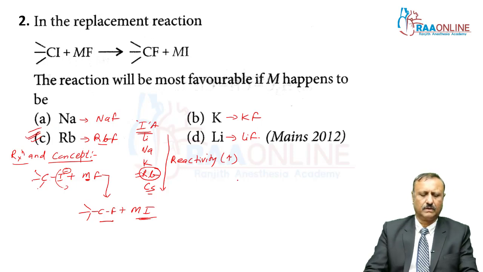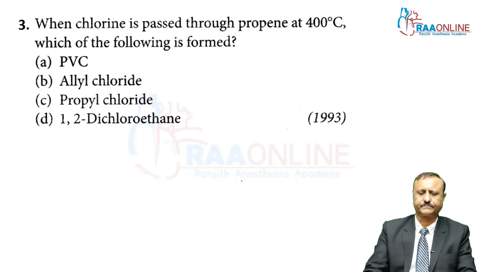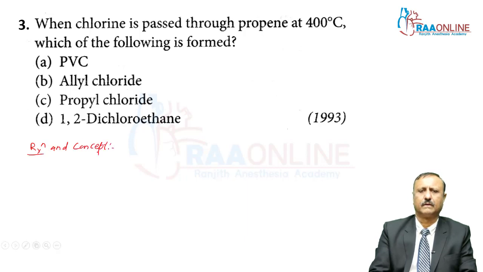Now my dear students, let us see question number 3. In question number 3, my dear students, chlorine is passed through propene at 400 degrees Celsius, which of the following is formed? What is the reaction and concept? Here my dear students, propene is CH3-CH=CH2. This compound is called propene because 3 carbon atoms are present and 1 double bond is present between carbon and carbon. So my dear student, it is called propene.